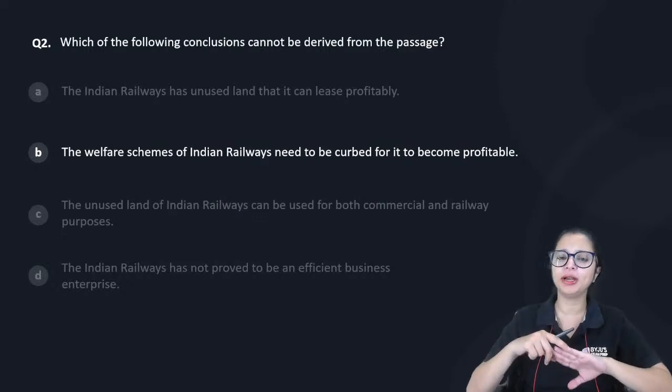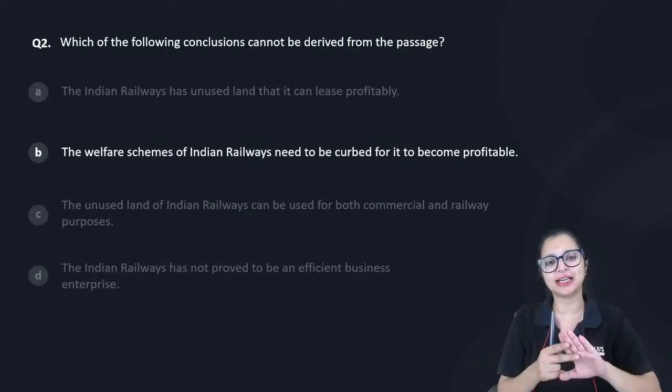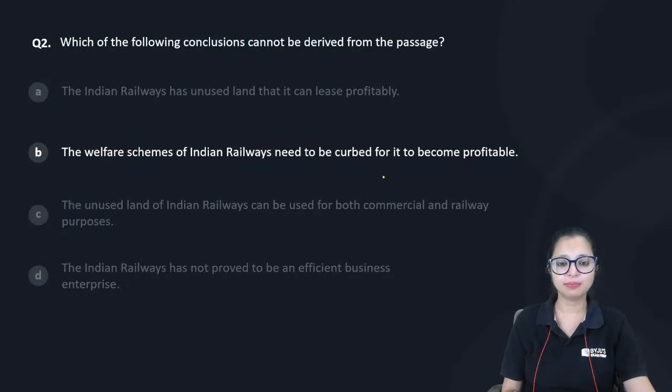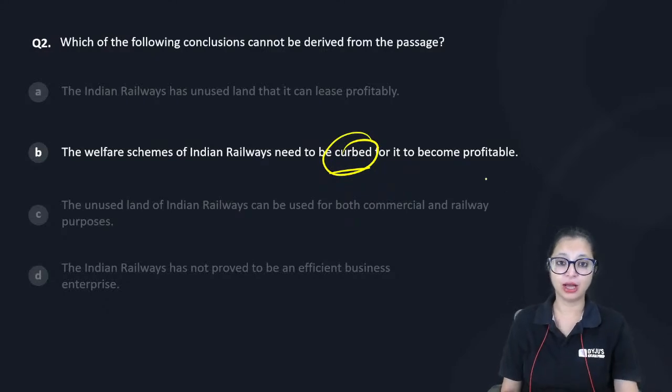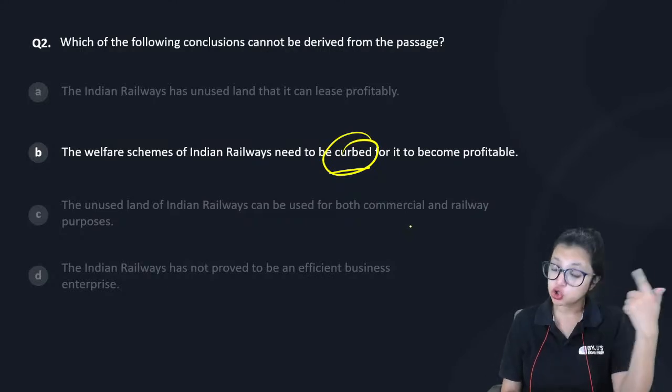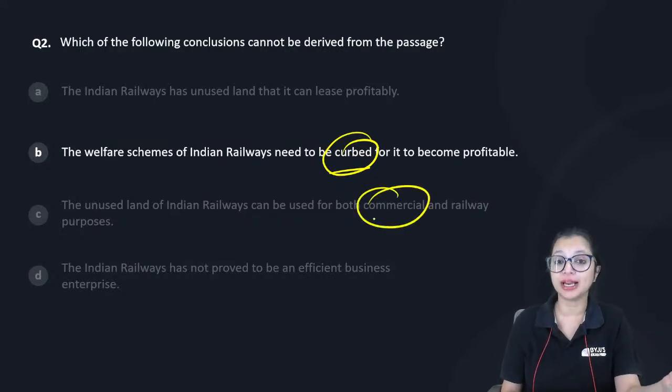तो मुझे ये फोर्थ पॉइंटर भी चाहिए, प्रॉफिटेबिलिटी के साथ हम कैसे कर सकते हैं. वेलफेयर स्कीम अगर बंद करने को बोलेगा ऑथर, again it's a pessimistic one. It cannot be the correct answer. So it cannot be a correct conclusion. Thus that's the correct answer. C said the unused land of Indian Railways can be used for both commercial and railway purpose. Yes, railway अपने warehouse बना सकता है, उसको third party को lease out कर सकता है commercial activity के लिए.